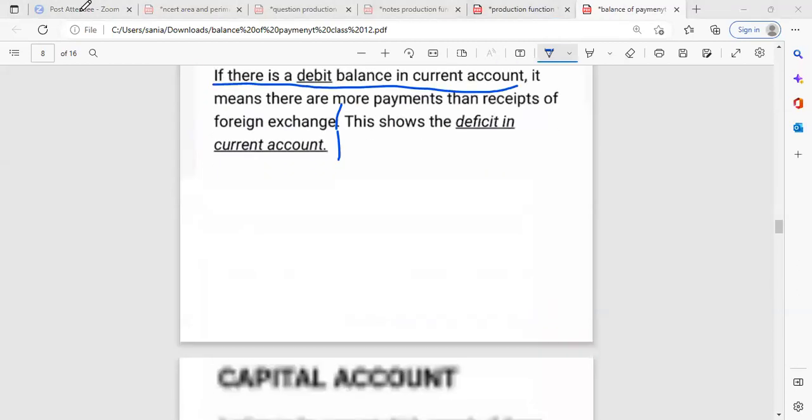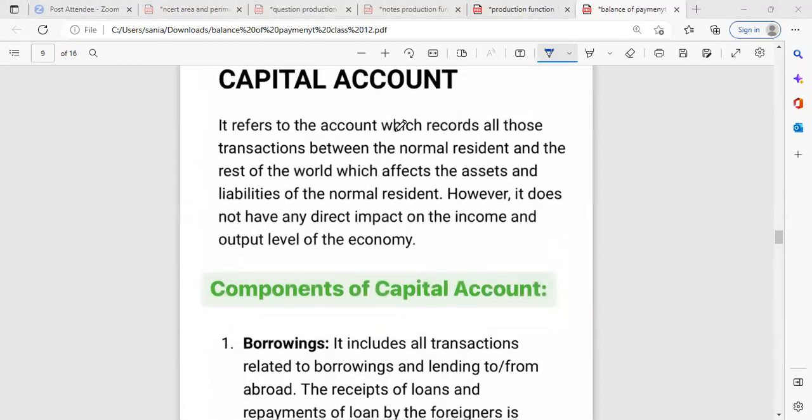Okay. So let's start with the next topic, which is the capital account. So what is the capital account? It refers to the account which records all those transactions between the normal resident and the rest of the world, which affect the assets and liabilities of the normal resident. However, it does not have a direct impact on the income and output level of the economy. Remember one thing, a one-mark important question is there.